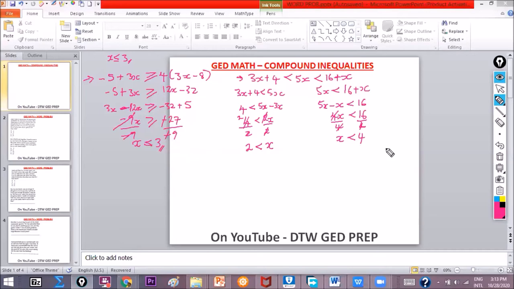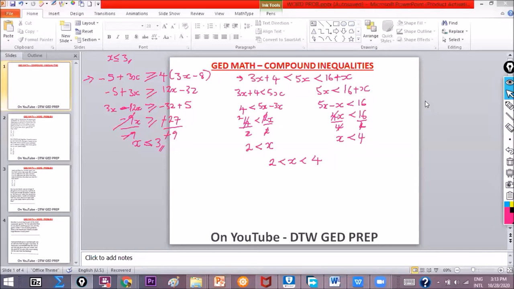From here, we'll combine both answers, and it's going to be 2 less than x, and x less than 4. That's how you solve this. So this is the compound inequality. Yes, this is a compound inequality because you have more than one inequality. You have two. Oh, I see now. Okay. Let's do one more together, then I'll give you some to try on your own. Is that okay? Yes, it's okay. Okay, so let's do this now.